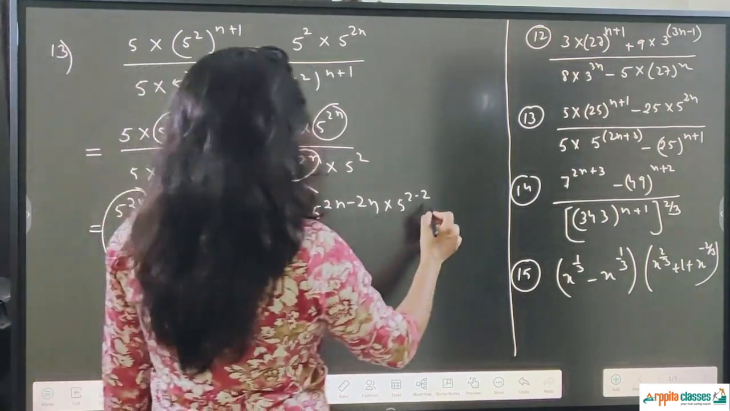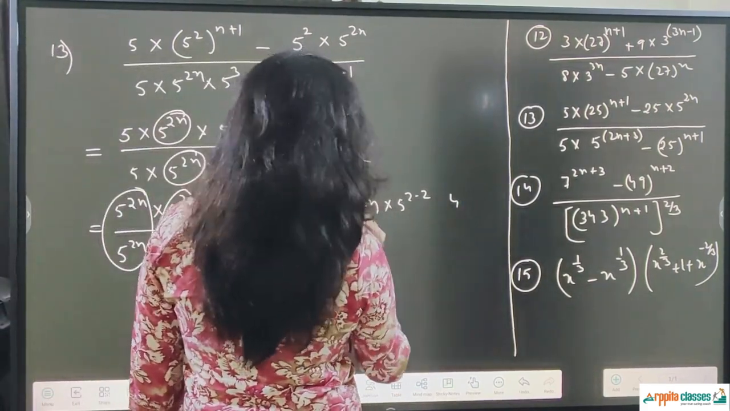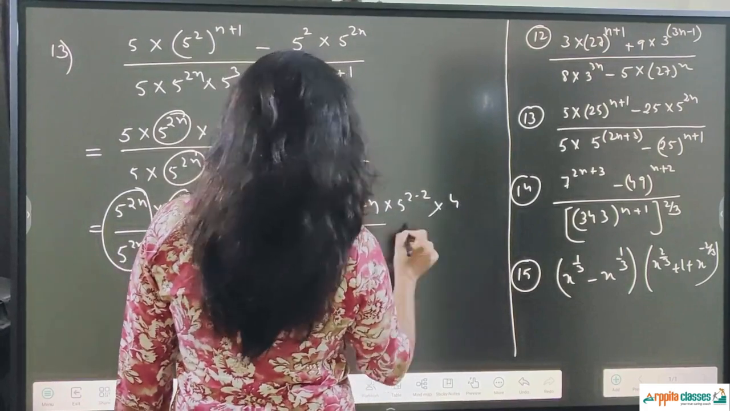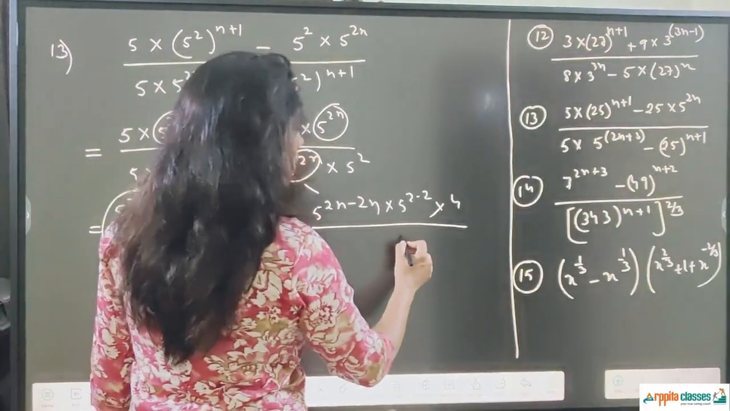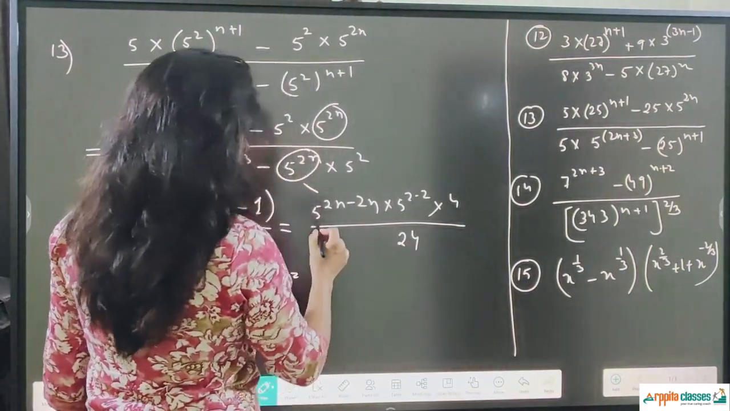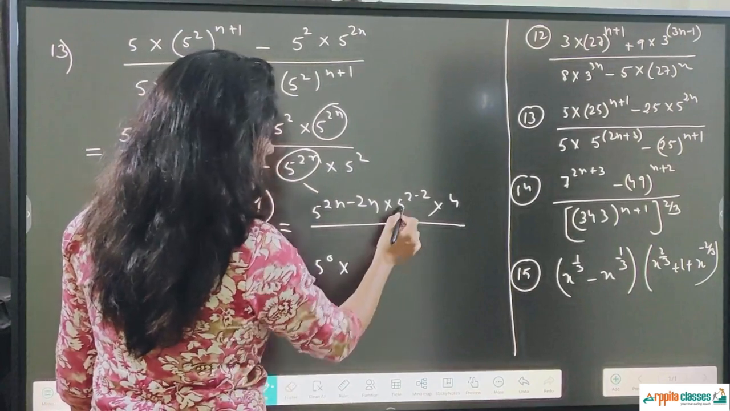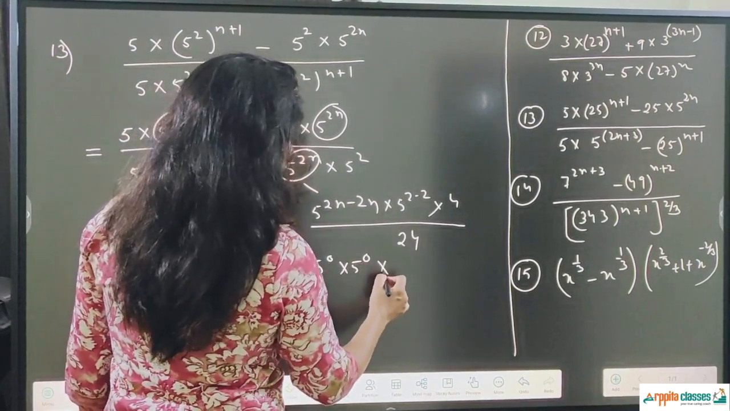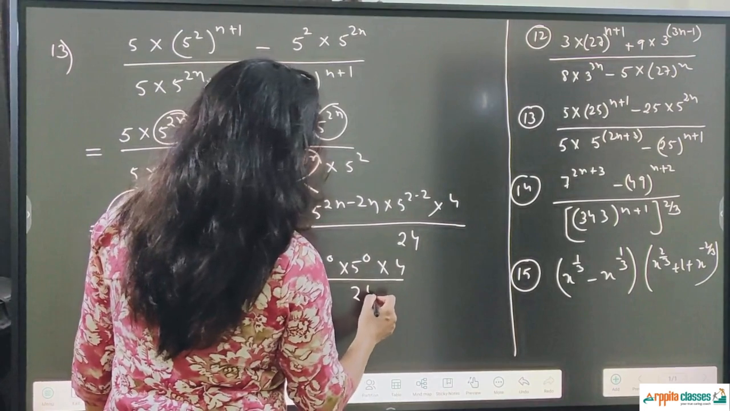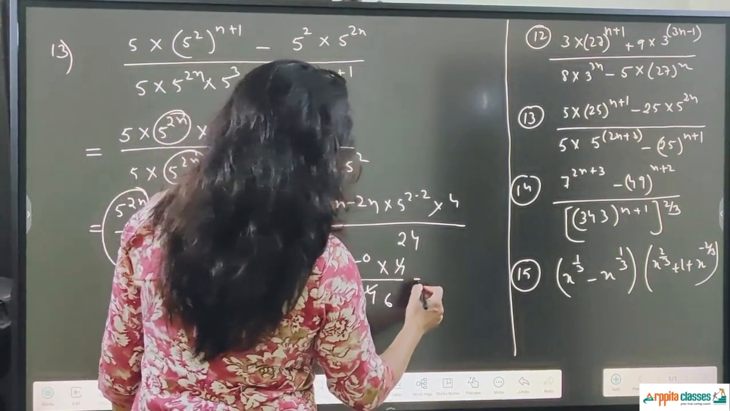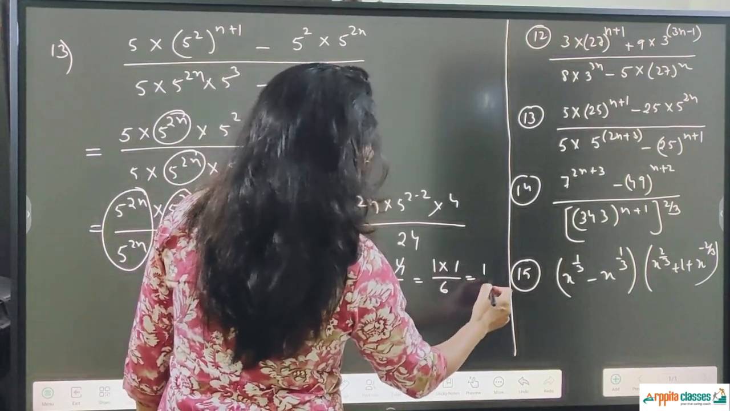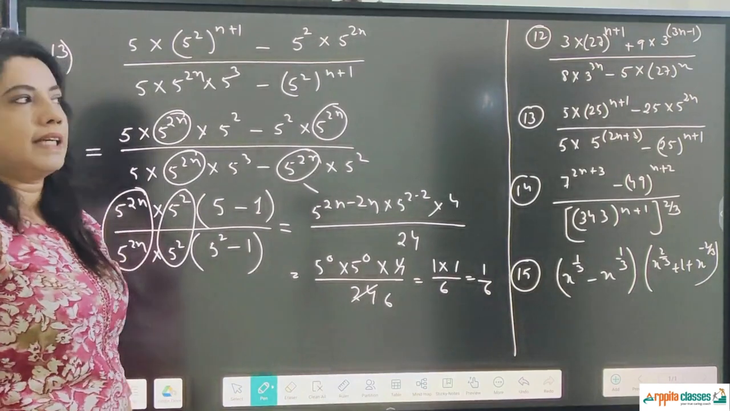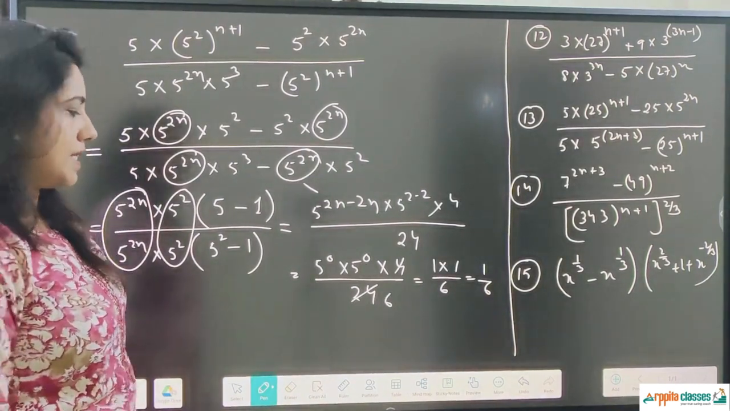This part is giving me 4, this whole thing into 4 and divided by 5 square is 25, 25 minus 1 is 24, so I have 24 down. So now this is 5 to the power 0 into this is also 5 to the power 0, 4 upon 24. You can cancel this, so the answer is anything to the power 0 is 1, 1 into 1 upon 6, the answer is 1 upon 6. 1 upon 6 is the answer.